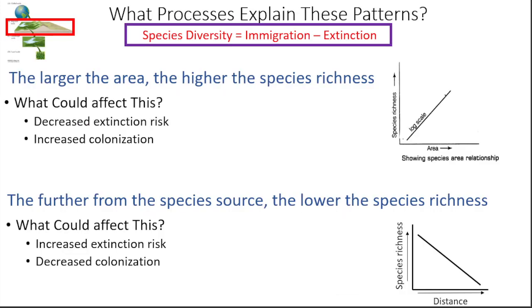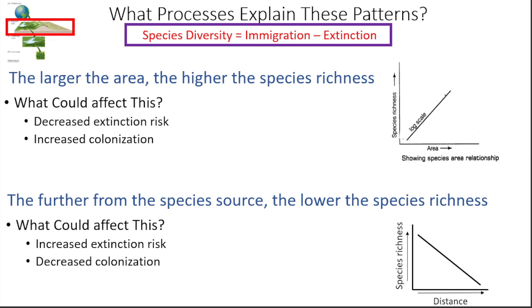So species diversity equals immigration minus extinction. The larger the area, the higher the species richness. What could affect this? Decreased extinction risk or increased colonization. The further from the species source, the lower the species richness. What could affect this? Increased extinction risk or decreased colonization.